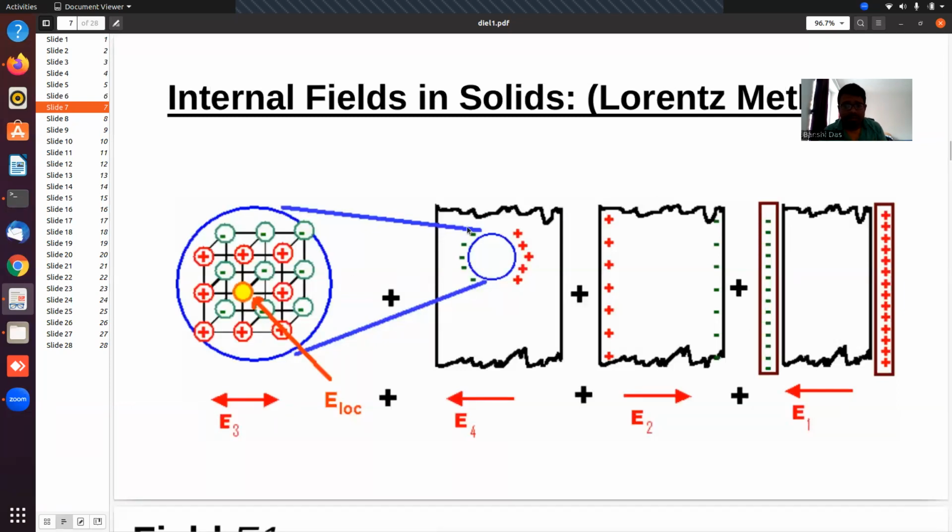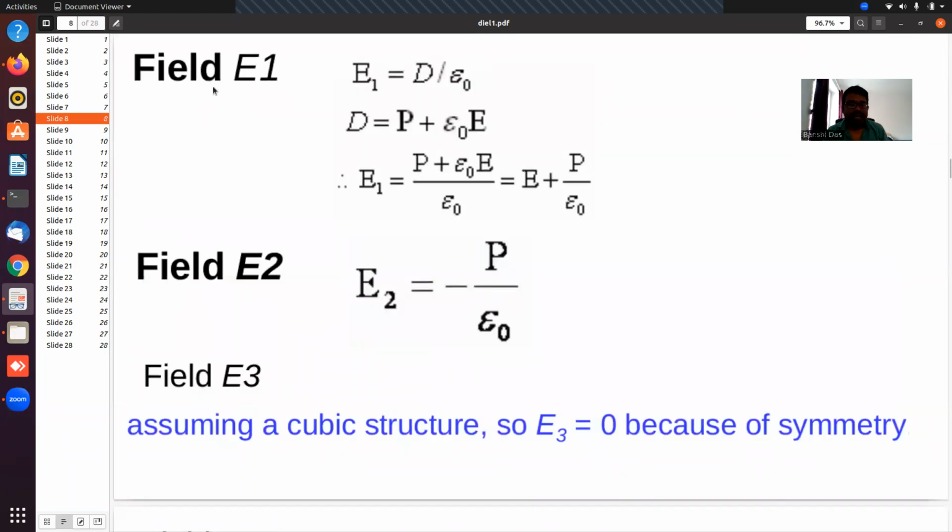Lorentz thought in terms of a continuous, homogeneous medium. Inhomogeneity means that on top of the Lorentz model we have to add one layer of complexity. So here we discuss the homogeneous Lorentz model. The electric field E1 is the external electric field plus the electric field due to the polarization.